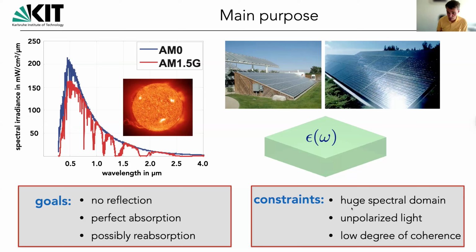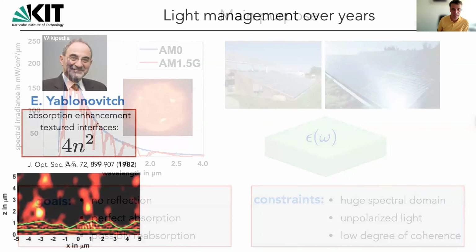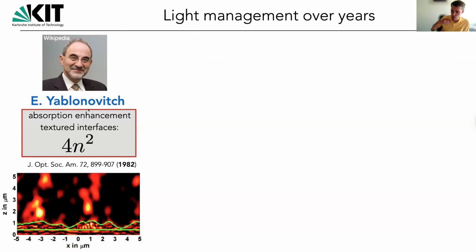There are a few constraints which set this question apart from other problems in other directions of our research. We have a huge spectral domain. Solar light comes as unpolarized, and it also has a low degree of coherence, which we need to consider, at least to some extent, when looking into the design. This is the general setting.